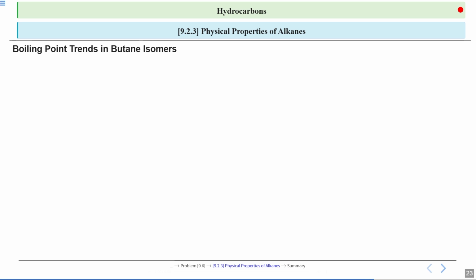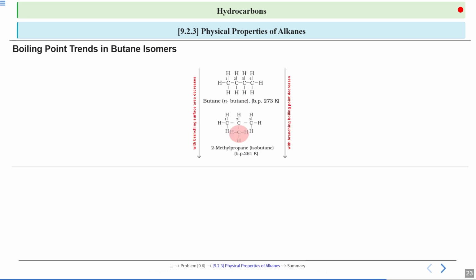Now let us try to understand boiling point trends in butane isomers. Here is an image for that. What you can see is that normal butane, n-butane, has a boiling point of 273 Kelvin. Now take the same number of carbon and hydrogen, meaning you are not changing the molar mass, but you are changing the structure. So you are trying to draw a different structural isomer for n-butane.